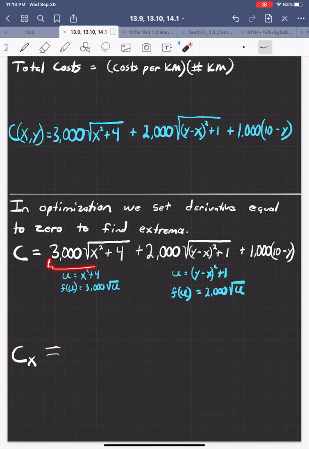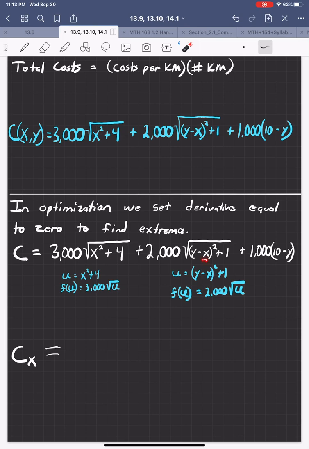if you treat y as a constant, the derivative of this is going to zero out. So since both of these terms have x variables in them, you would have to take the derivatives here. Now this is just a chain rule. You would just let u equal x squared plus 4. So f of u would then be 3,000 square roots of u. Find u prime, f prime of u.